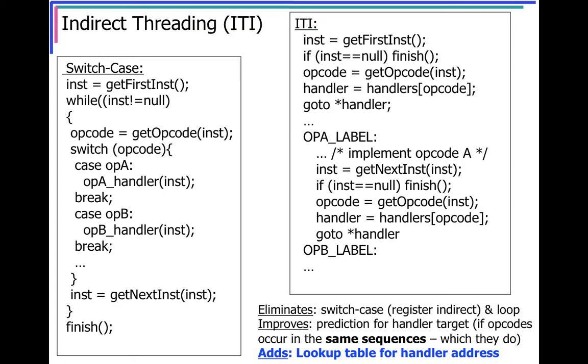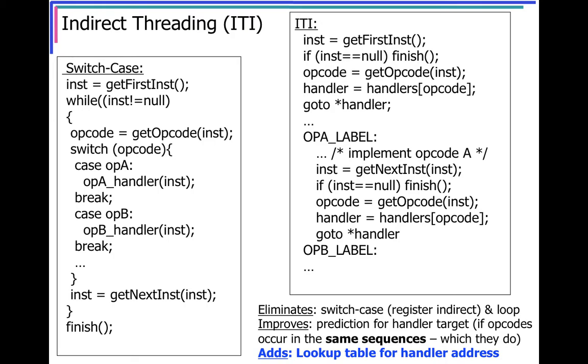So this is called indirect threading, and on the right is what it looks like. I'm going to get things started. I have bootstrap at the top, and I'm going to get the first instruction and check that it's not null. Assuming it's not, we're going to get its opcode, and use that opcode to index into a table called handlers that returns an address, and we're going to use the goto instruction to jump directly to that handler. Once we've done that, we jump to the address that the handler returns, and an example is in the op-a label down below.